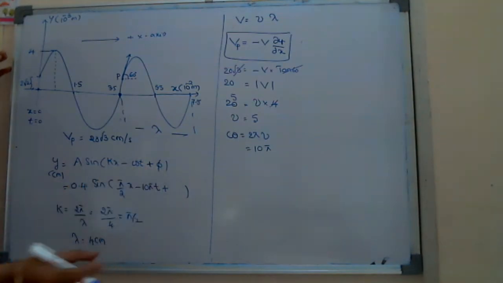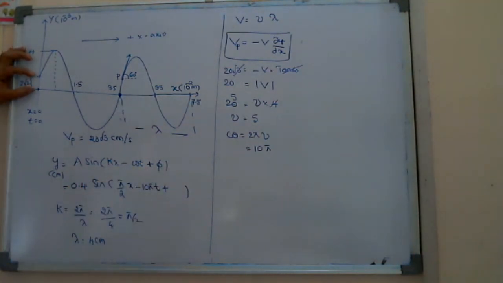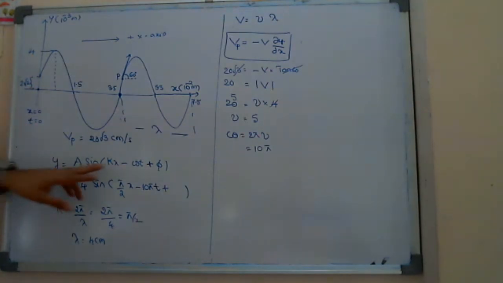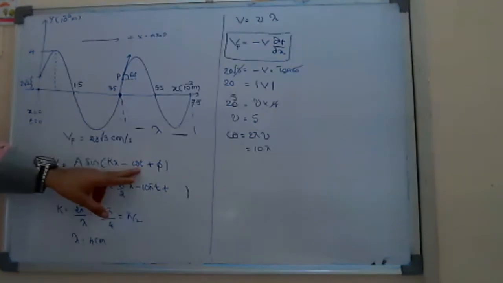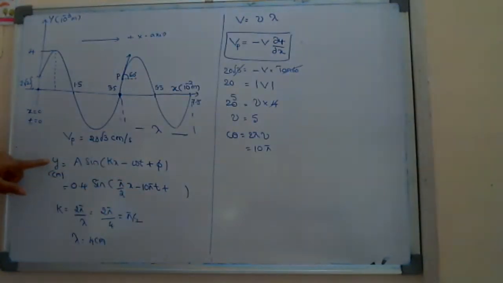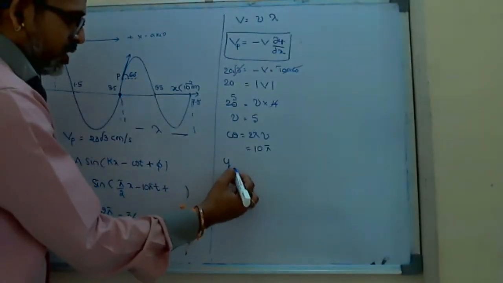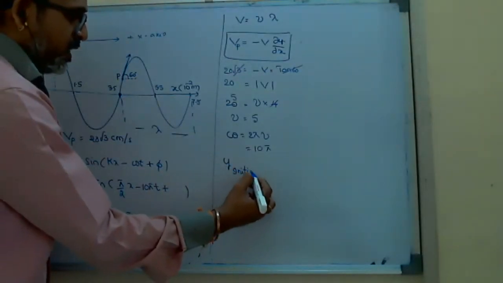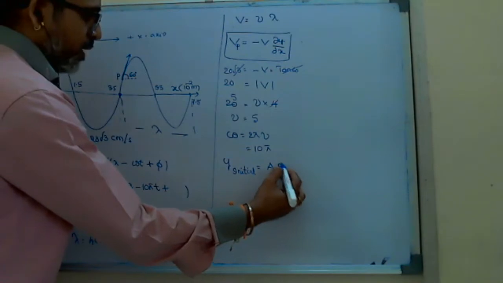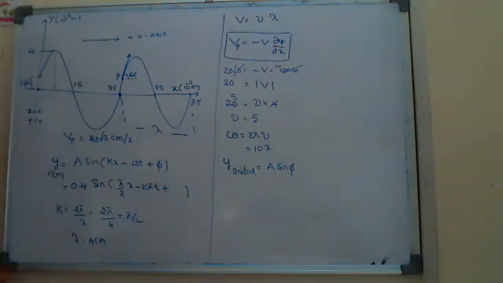Initial phase means, yesterday I told, if you know the initial displacement before starting at x is equal to 0, t is equal to 0. Simple. In this equation, put x equals 0, t equals 0. Then you will get y is equal to a sine phi. This equation yesterday: y initial is equal to a sine phi, at x equal to 0, t equal to 0.